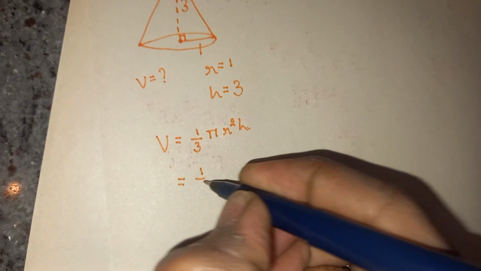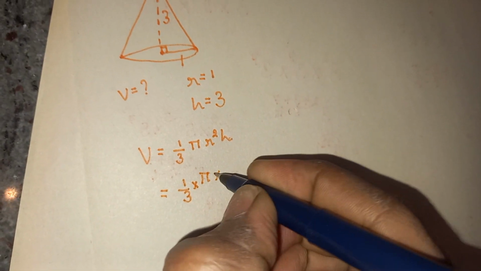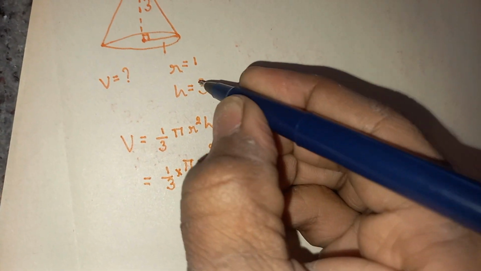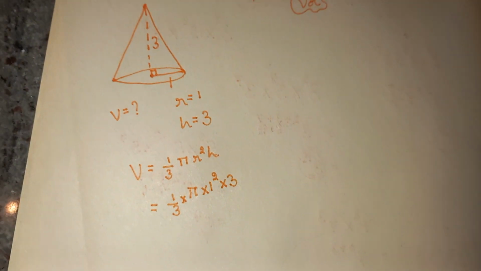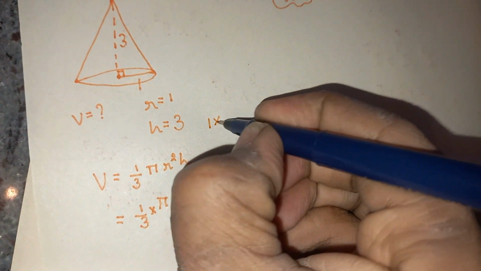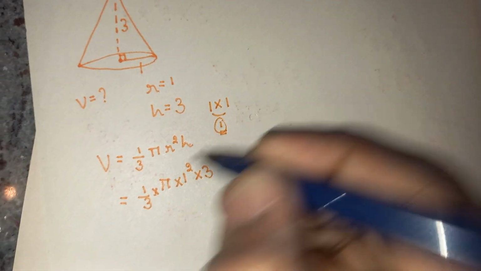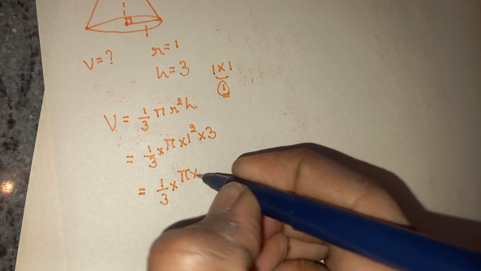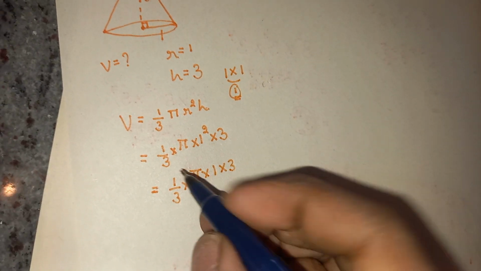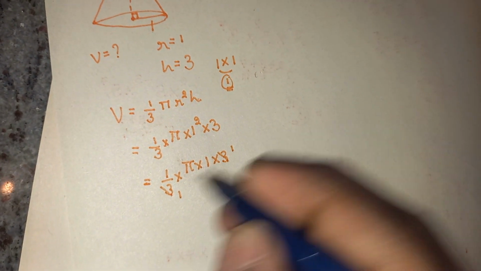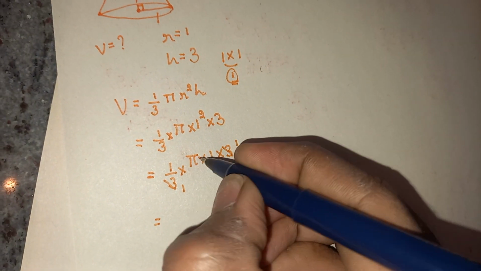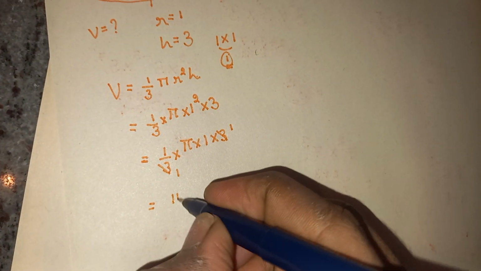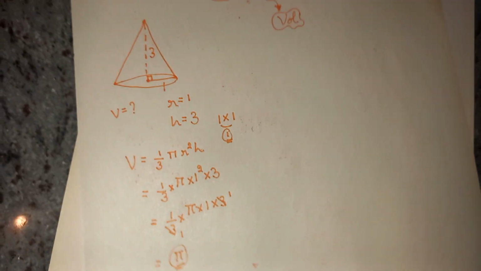Let's find it out. 1 by 3 times pi times the radius, which is 1 unit, so 1 square, times the height, 3 units. Now 1 square means 1 times 1, which remains 1. So it becomes 1 by 3 times pi times 1 times 3. We can divide here: 3 1 times 3, 1 times. That becomes 1 times pi, which is pi. Pi times 1 again times 1 remains pi cubic units.